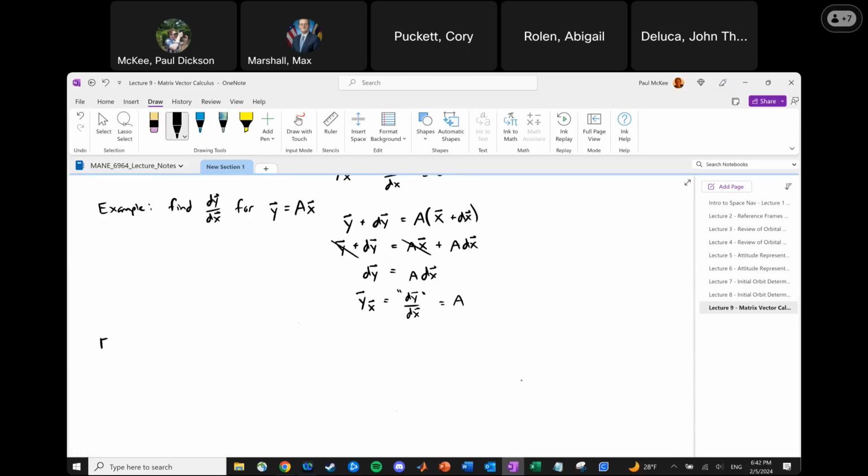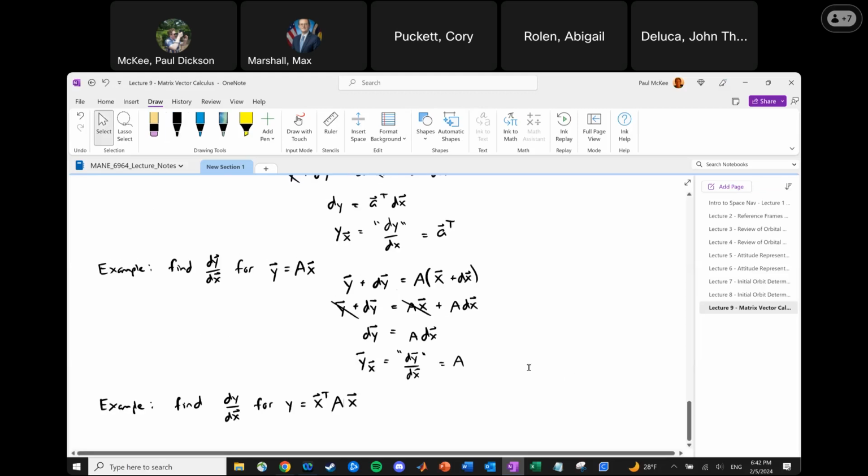Now, example. Find dy/dx. Notice only the x has a little hat on it there. For the case where y is equal to x transpose A x. So A is a matrix, and it's being left and right multiplied by x to get you a scalar. Now, before we go through this operation, and it's not going to be that many lines of math, I want everybody to write down in the margin what they think the answer to this is going to be, just based on your intuition, based on what we've seen so far.